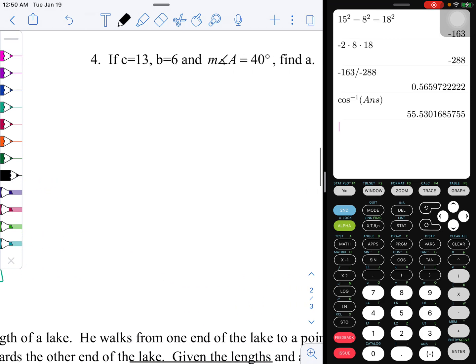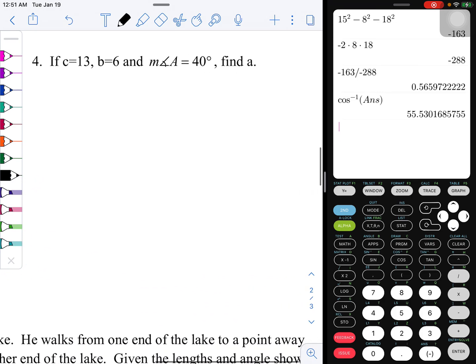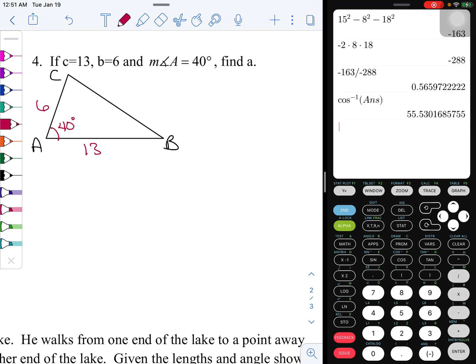I'm going to go ahead and slide over to number 4. Same idea. I need to draw the triangle. So I'm going to make Notability snap the triangle for me. So there's A, B, C. All right, so little c is 13, little b is 6. The measure of angle A is 40 degrees, and we want to find little a.